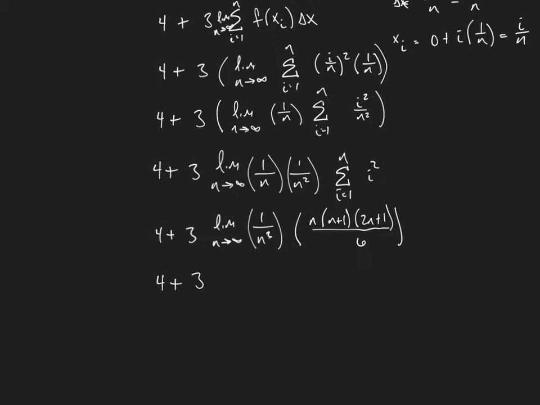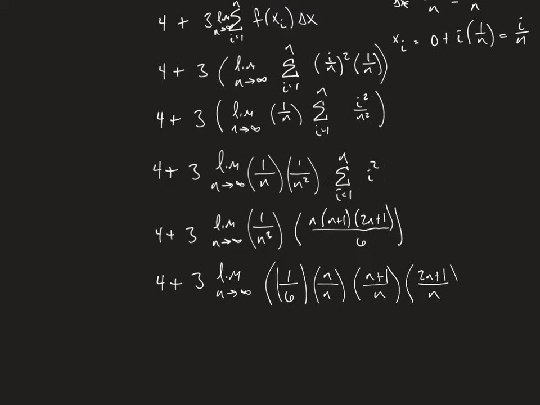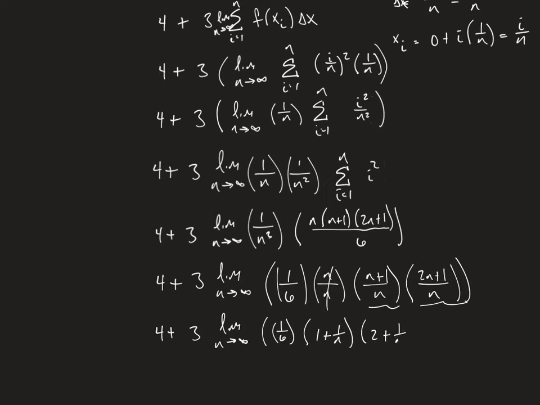4 plus 3 times, I've got the limit as n approaches infinity of, I'm going to leave the 1/6 by itself, times, I could say n over n, take my first one of these n's and pair it with that n. Then I've got an n plus 1, and I could pair that with one of the n's. And I've got a 2n plus 1, and I could pair that with one of the n's. And so that should take care of each of them. This is a situation where they're going to cancel. I'm going to want to rewrite these two here. So 4 plus 3 times the limit as n approaches infinity, and I still have 1/6 times n over n canceled, but now I have 1 plus 1 over n here, and I have 2 plus 1 over n here.